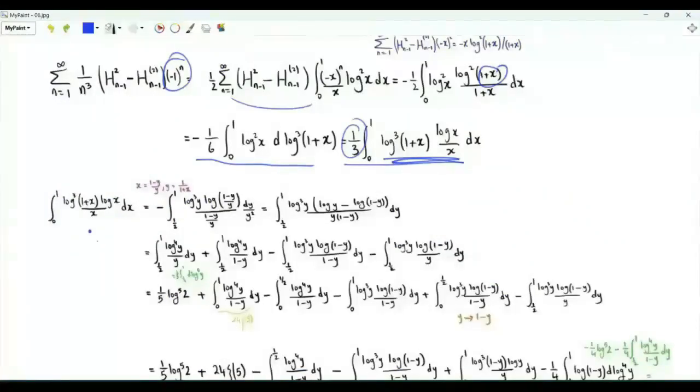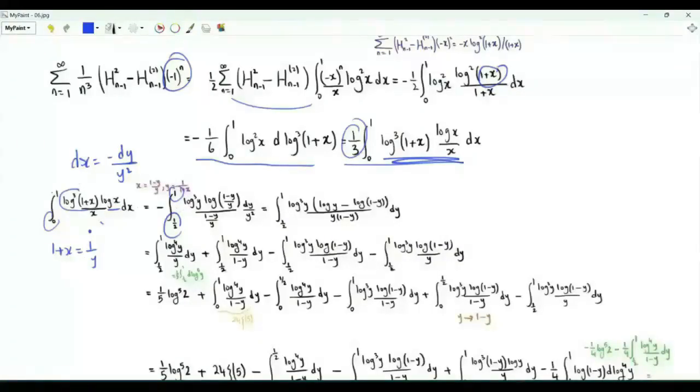Our focus now is integral x from 0 to 1 of log 1 plus x cubed log x over x. We employ the substitution x equal to 1 minus y over y, which means that y is 1 over 1 plus x. dx is equal to minus dy over y squared. When x is 1, y is 1/2. When x is 0, y is 1. 1 plus x is equal to 1 over y.